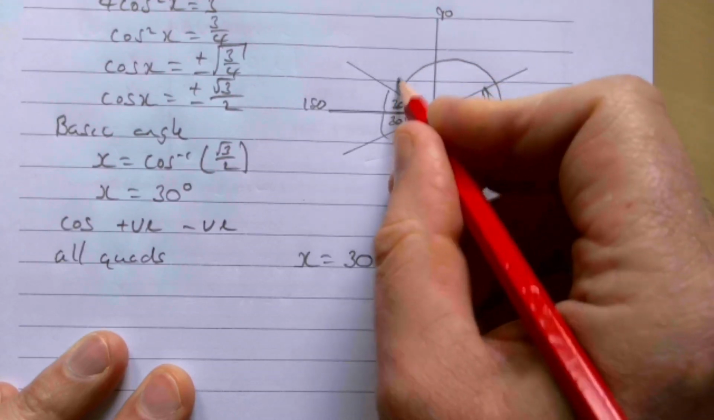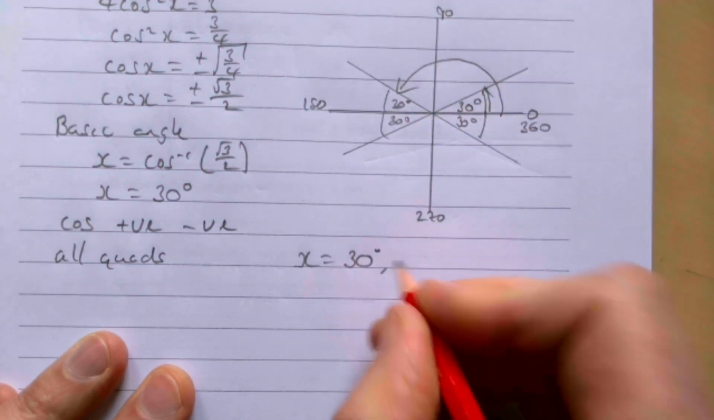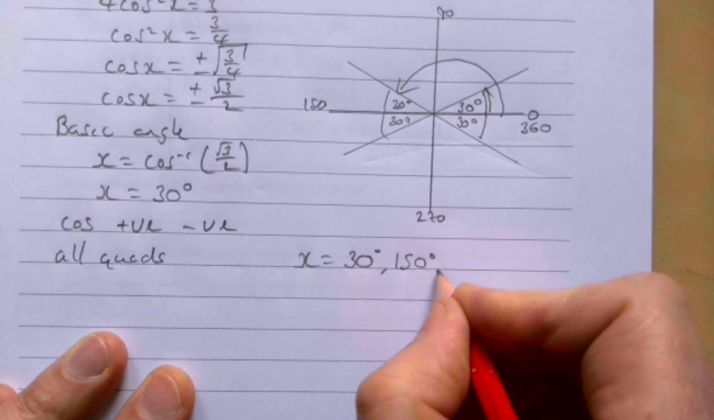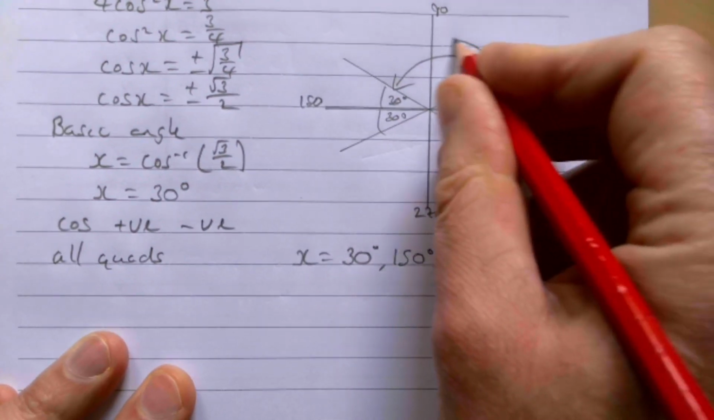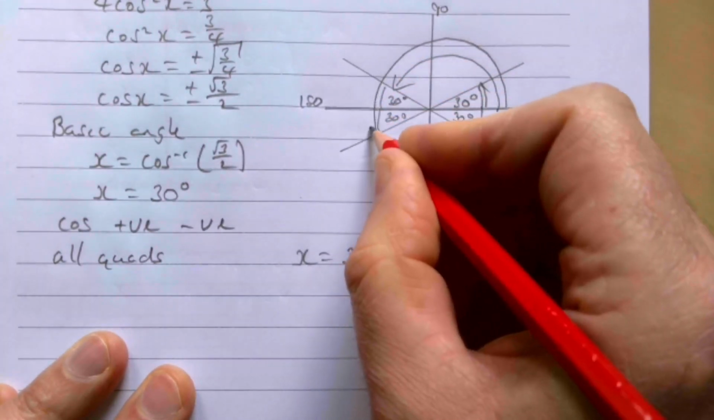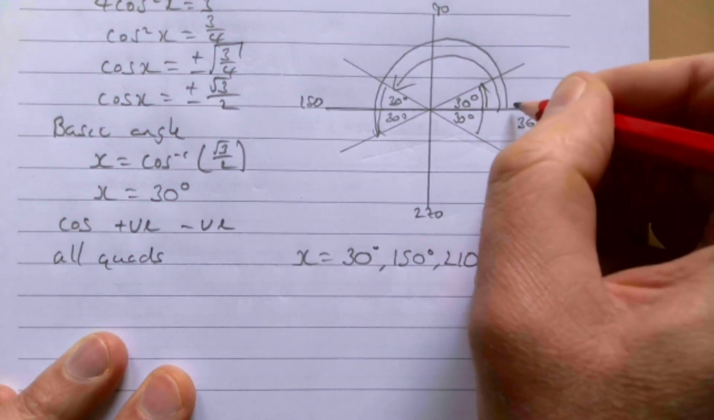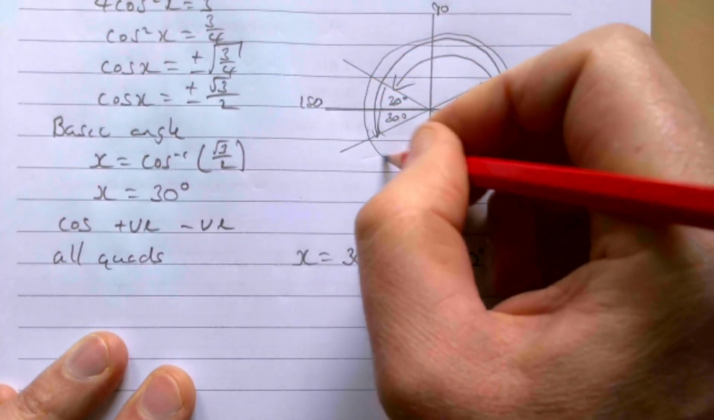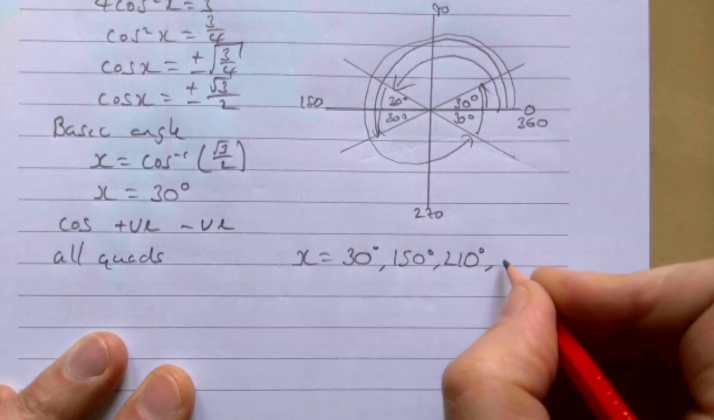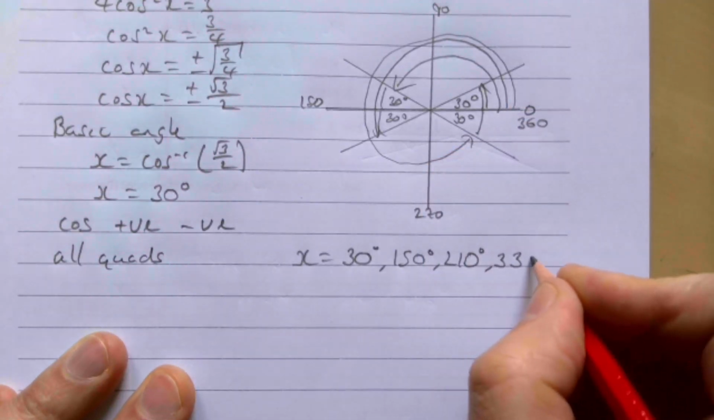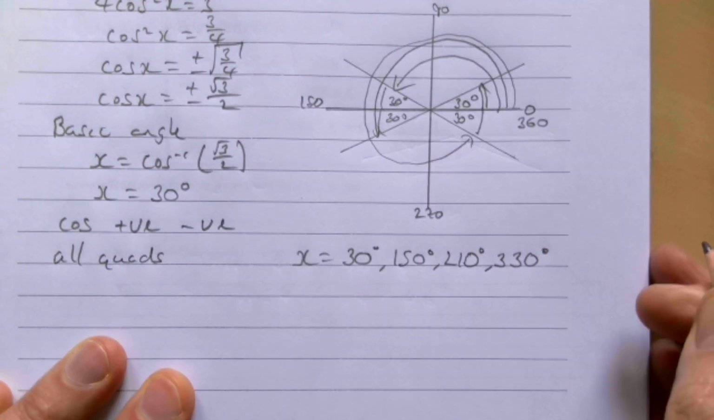Now at x equals, so what's that going to be? That's going to be 180 take away 30, so it's going to be 150 degrees. Then we're going to have 180 plus 30, it's going to be 210 degrees. And then our final one is going to be 330 degrees.